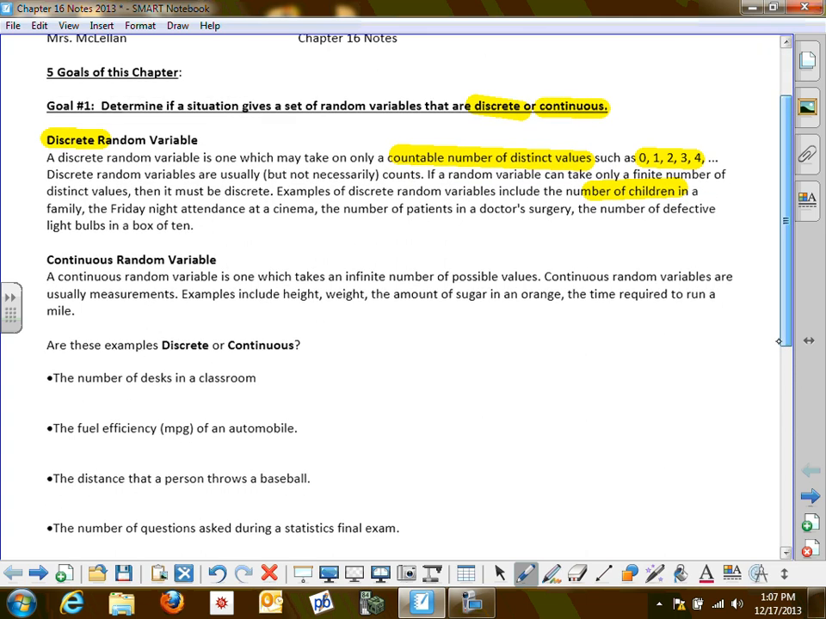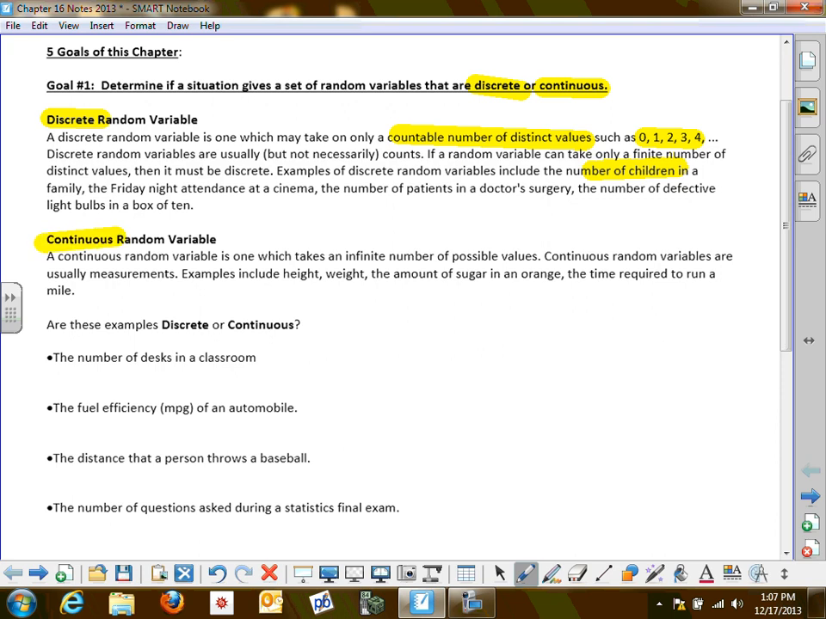Continuous is the other one. Continuous is going to be infinite possibilities, infinitely small. So, if we had something that had decimal values that could be infinitesimally small, such as you could measure your height with very, very small decimal values, and so on. You could measure the grams of sugar in an orange, in infinitesimally small decimals, okay? Small amounts.